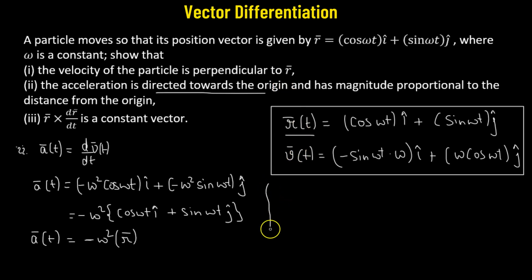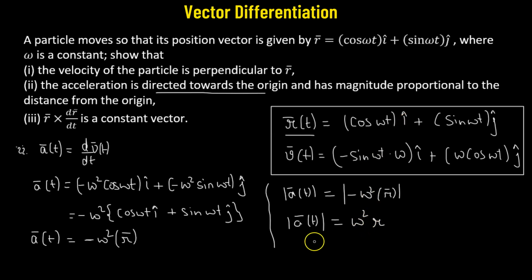Now we'll also find its magnitude. The magnitude of our acceleration vector will be equal to the magnitude of negative omega squared times r vector. So that means we have omega squared r. So this is the magnitude of our acceleration vector, which says that its magnitude is proportional. Since omega is a constant, we can say that our magnitude is proportional to the distance r from the origin. So we have proved part 2 as well. Now let's move on to the third part.